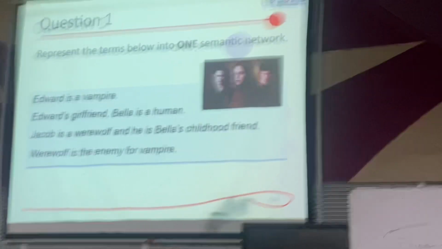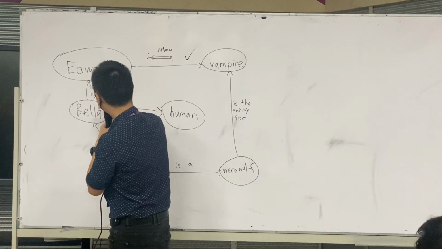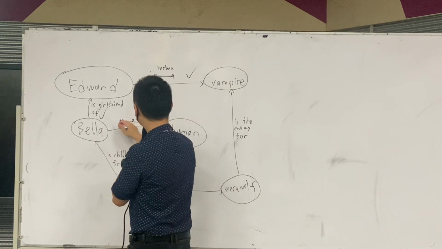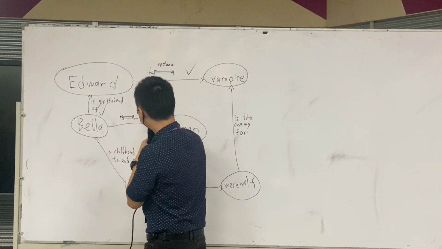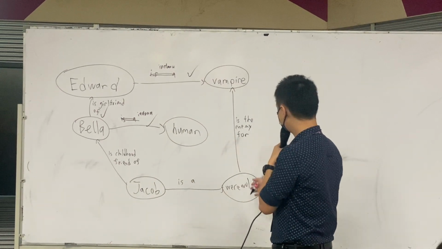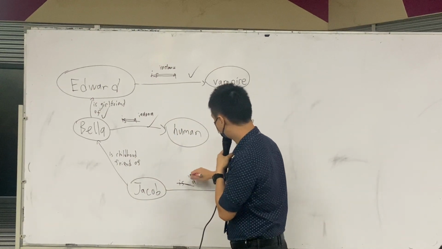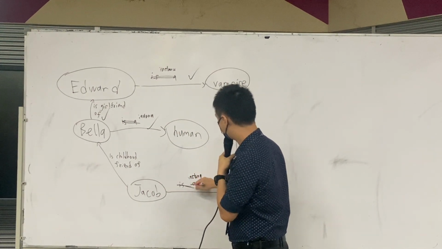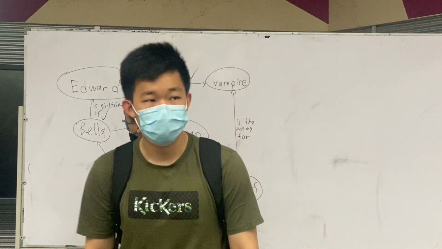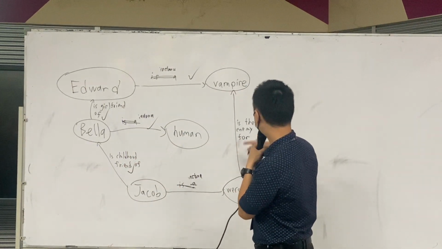Okay. So Edward's girlfriend, Bella. So what is the relationship between Edward and Bella? Bella is a girlfriend of Edward. So Bella is a human. So Bella again is an instance. Okay. So Jacob, what is the relationship with Jacob? He is a werewolf. Again, this is an instance. Jacob is a werewolf and he's Bella's childhood friend. Okay. And the last one is the enemy. Okay.